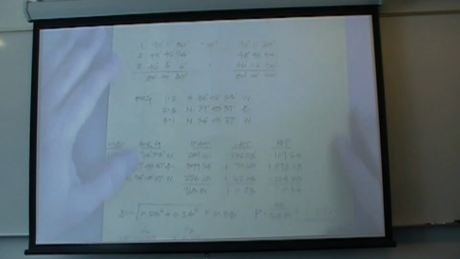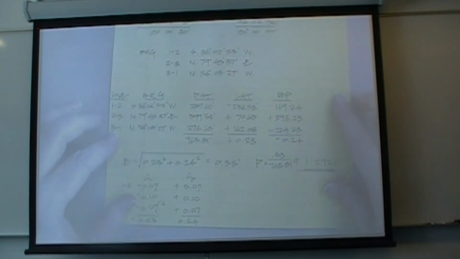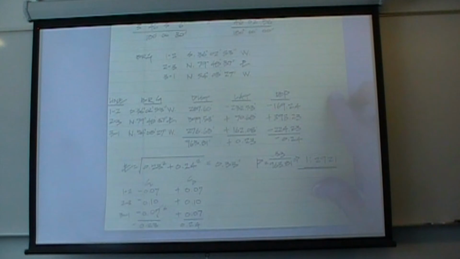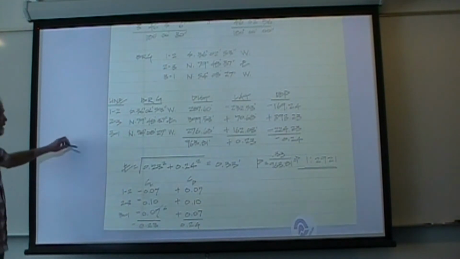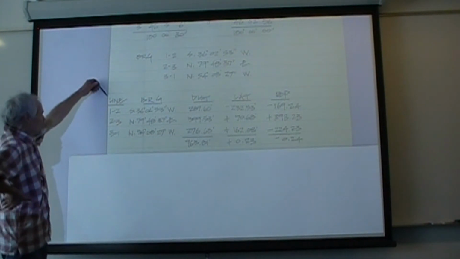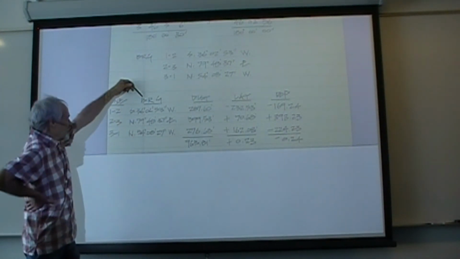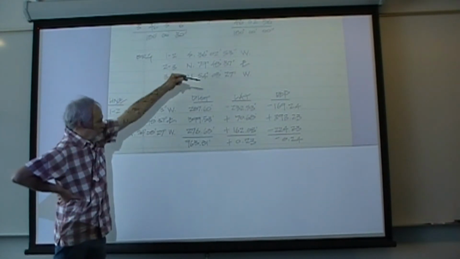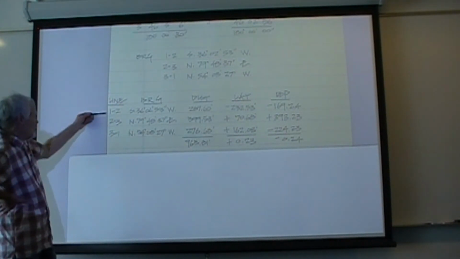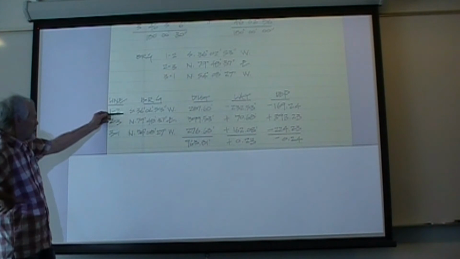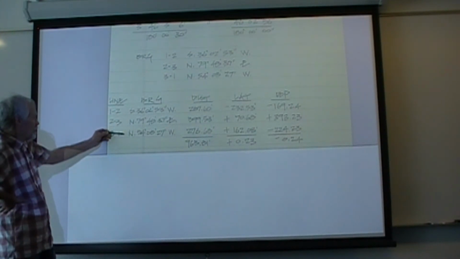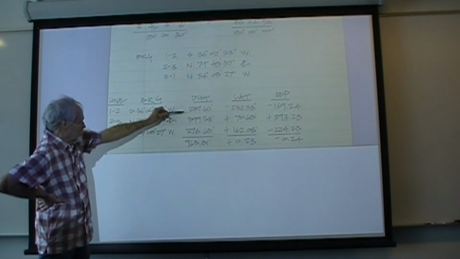So then we go into a tabular form. I'm sure most of you have seen this before. This is what you might call a traverse closure sheet, wherein I'm going to have a line column, a bearing or azimuth, depending on what I'm using, distance, latitude, and departure. So I just write the information down. I've got my bearings, 1 to 2, 2 to 3, 3 to 1. My distances, okay.